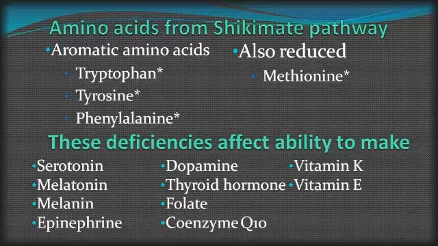Without sufficient nutrients in this pathway, we have a whole bunch of other things that are compromised in production. Serotonin, melatonin, melanin, epinephrine, dopamine, thyroid hormone, folate, coenzyme Q10, vitamin K, and vitamin E are all compromised for production.